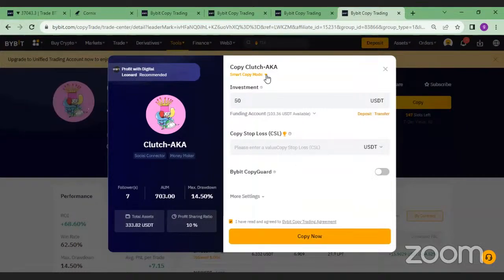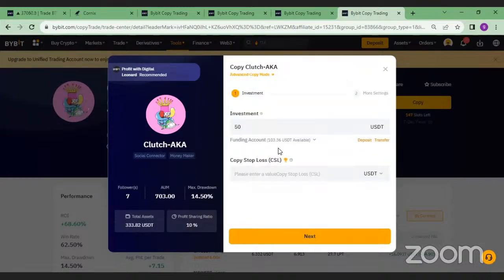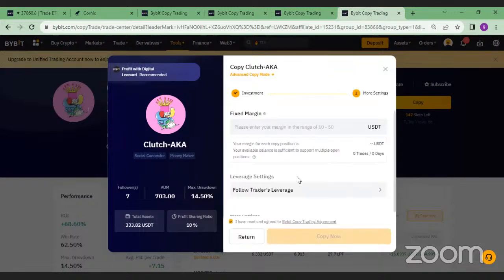But when you go to the advanced option, if you click on that smart copy option and change to the advanced option, this will allow you to change your own leverage, use your own margin and all of that. As I said earlier, I don't use this. You click on next, and when you're using the advanced, you see fixed margin. Each time the trader takes a trade, how much do you want to use out of your account?